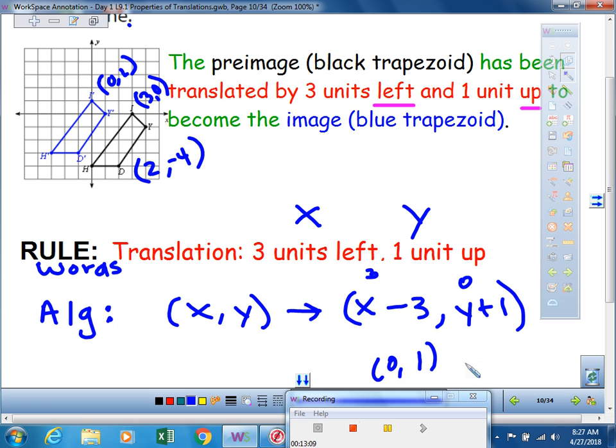What if I subtract 3? What am I going to get? Okay, so negative 1. And negative 4 plus 1 is what? Negative 3. Okay, let's see. Is this negative 1, negative 3? Yeah, negative 1, negative 3. So see how I get to that next ordered pair on the image? That's what this is telling you.